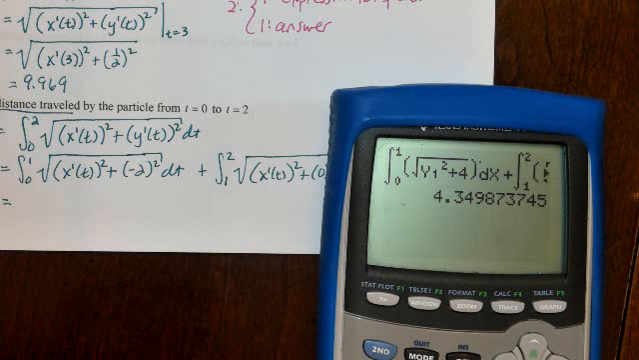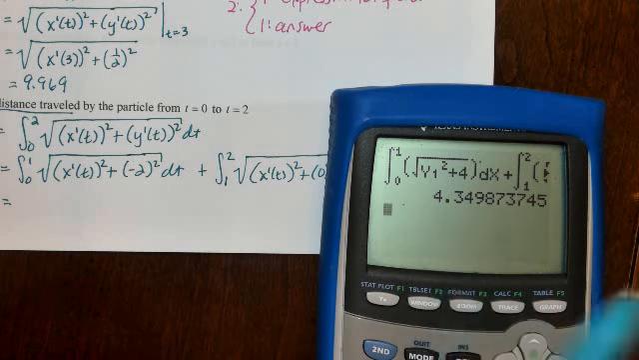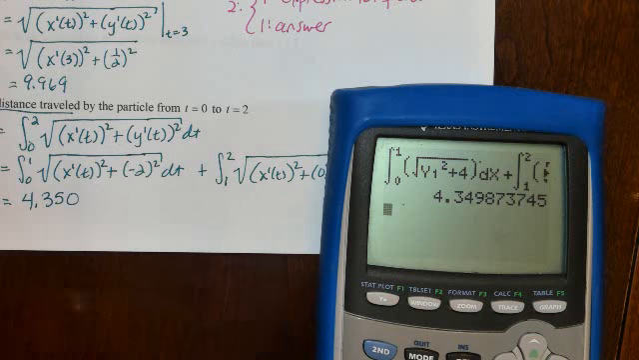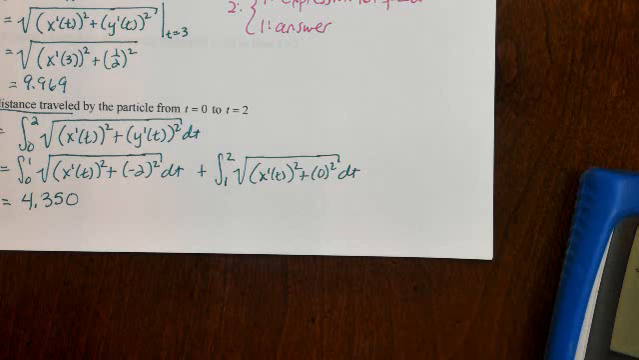So 4.350 or 4.349 are both accepted. I like to round, so 4.350 is the total distance traveled by that particle.